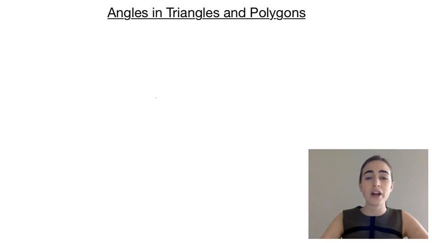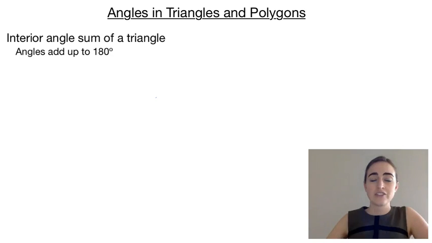In this video, I want to have a look at the interior and exterior angles of polygons. So we'll start off looking at the most basic polygon, which is a triangle. The interior angle sum of a triangle is 180 degrees. So the three angles inside all have to add up to 180.